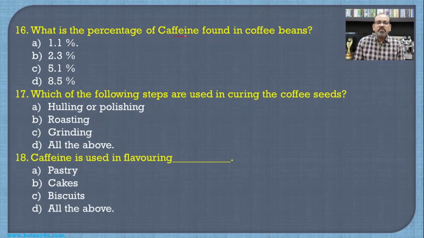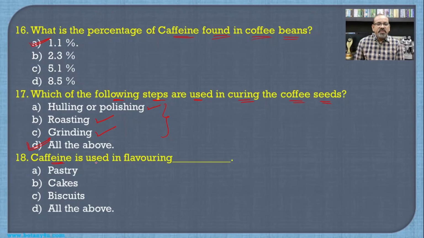Then what is the percentage of caffeine found in coffee beans? So if you see the percentage of caffeine in the coffee bean, then it is 1.1%. Then which one of the following steps is used in curing the coffee seeds? When there is a formation of the coffee from the coffee seeds or the coffee beans, then there are different processes which include the hulling or the polishing, then roasting and grinding also, and hence these are the different steps which are used in curing the coffee beans or the coffee seeds, and hence all the above becomes the answer for this question.